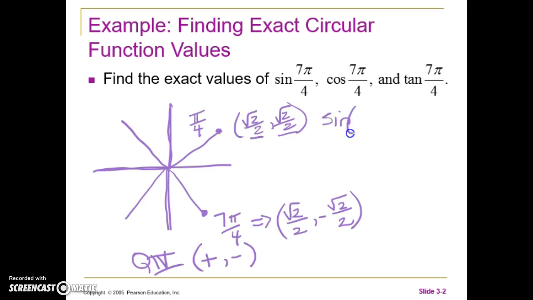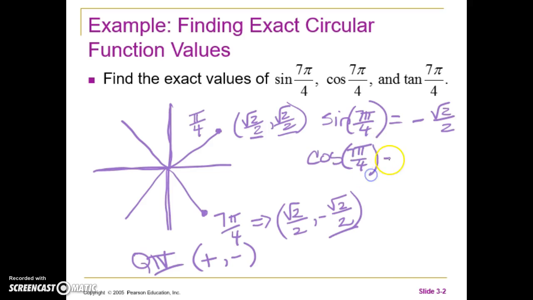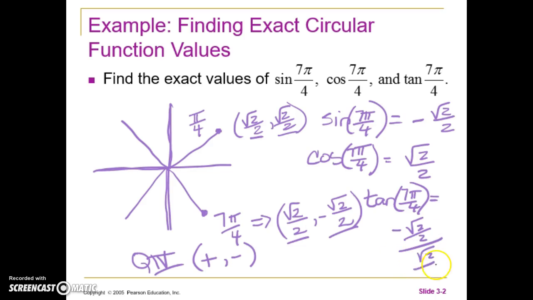So the sine of 7 pi over 4, which is the y coordinate of this point, is negative root 2 over 2, while the cosine of 7 pi over 4 is the x coordinate, positive root 2 over 2, and the tangent of 7 pi over 4 is the ratio of sine over cosine. So that would be negative 1.